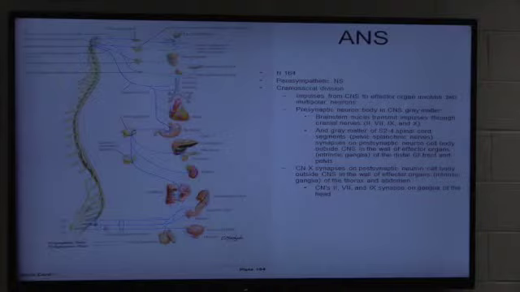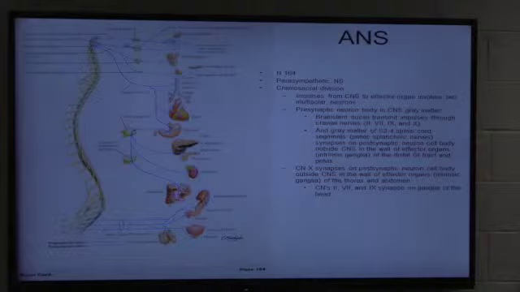They have intrinsic ganglia in the organs from the splenic flexure all the way down to the end of the GI tract, and also the pelvic organs. So there's intrinsic ganglia in those from the splenic flexure all the way down to the pelvis. And that comes from S2 through S4 to the pelvic splanchnic nerves.